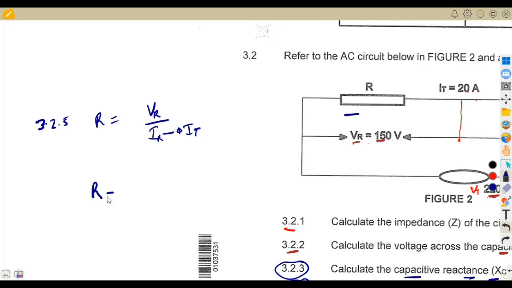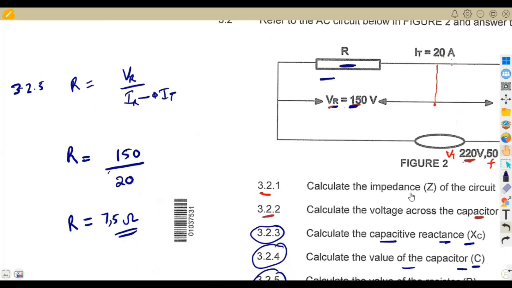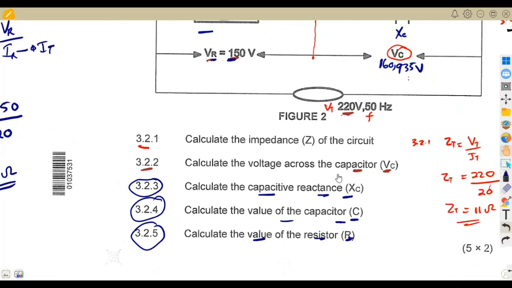So our resistance is going to be the voltage across the resistor, 150 volts, over the total current, which is also the current across the resistor, because the current there is the same. So you divide by 20. That was our total resistance, which is 7.5 ohms. Remember, we are talking of resistance, and resistance is measured in ohms. So that was our question 3.